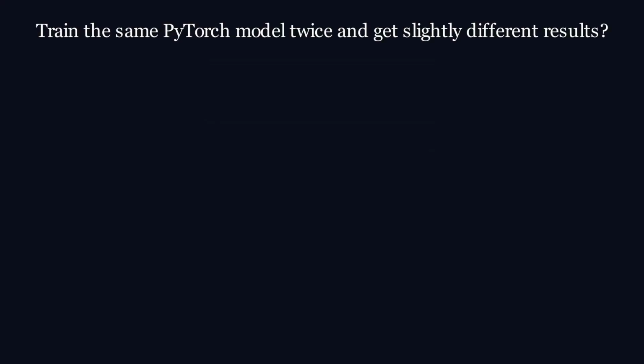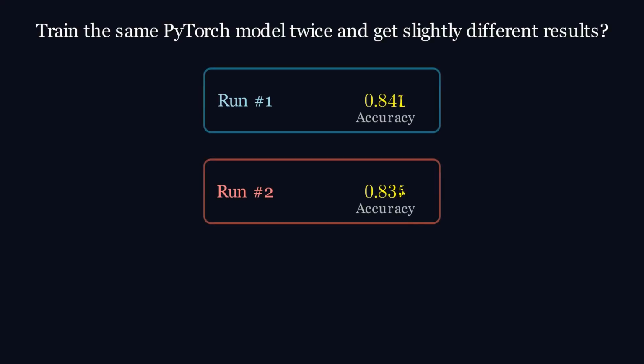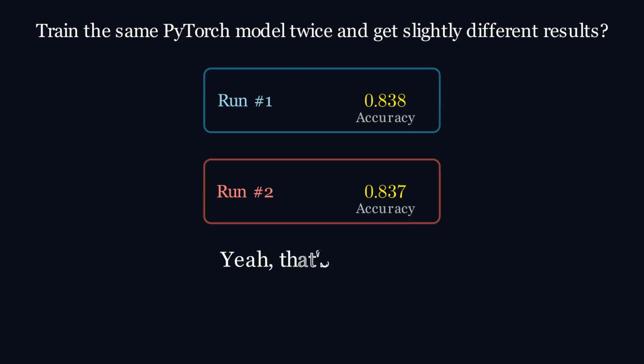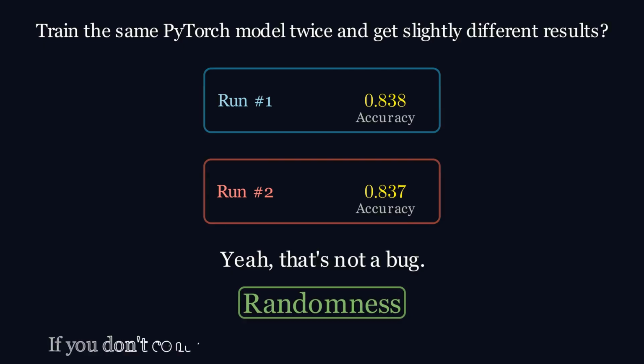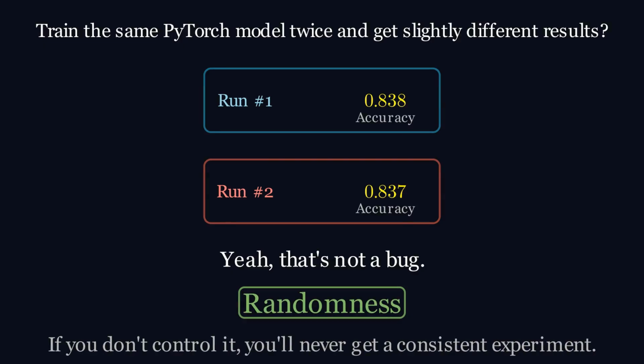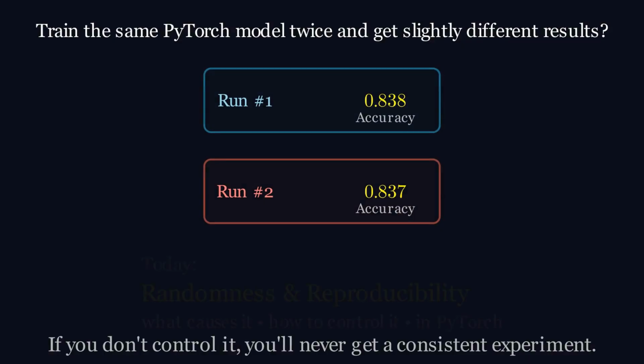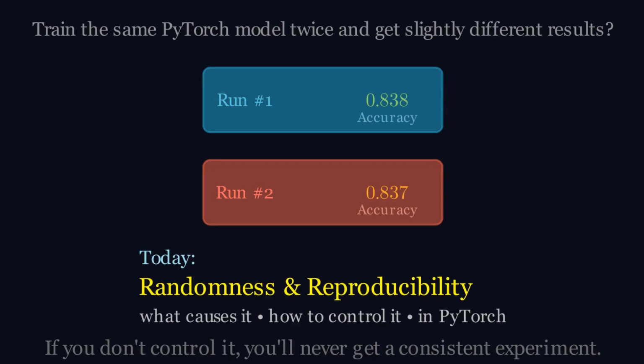Whenever you train the same PyTorch model twice and get slightly different results, even though you didn't change a single line of code, that's not a bug, that's randomness. And if you don't control it, you'll never get consistent experiments. So today, let's talk about randomness and reproducibility, what causes it, and how to control it in PyTorch.